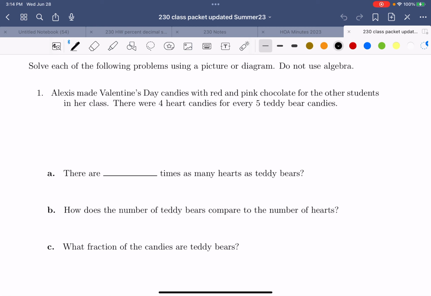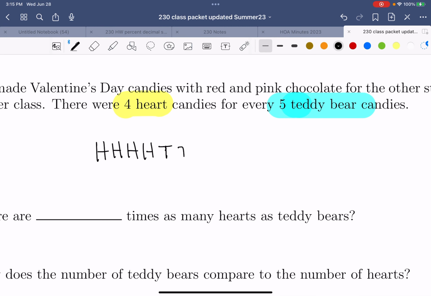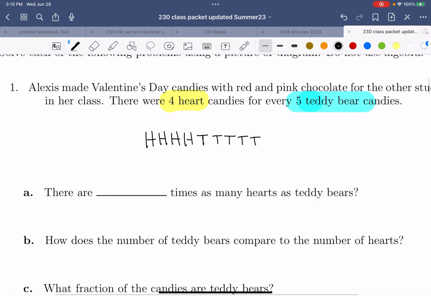So in the first one, Alexis made Valentine's Day candies with red and pink chocolate for the other students in her class. There were 4 heart candies for every 5 teddy bears. Now, you can draw and be as elaborate as you'd like, but I'm typically going to use letters. So you have 4 hearts to 5 teddy bears. When I draw out my ratio, that's going to give me 4 H's for hearts and 5 T's for teddy bears. And that's my diagram for my ratio. From there, you can count hearts and teddies and the total number of letters and be able to answer the questions that come below.